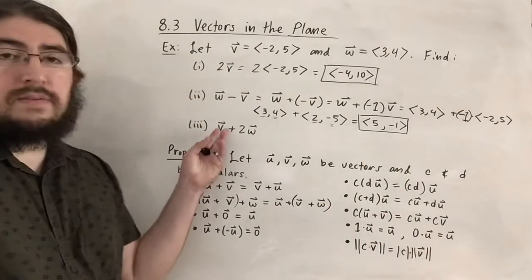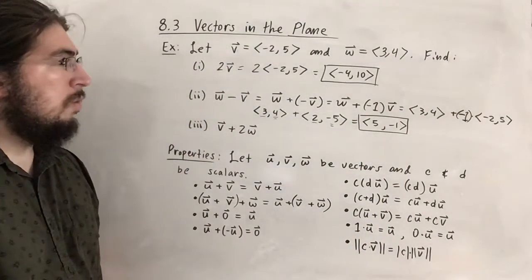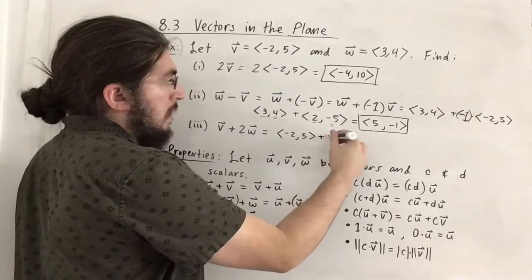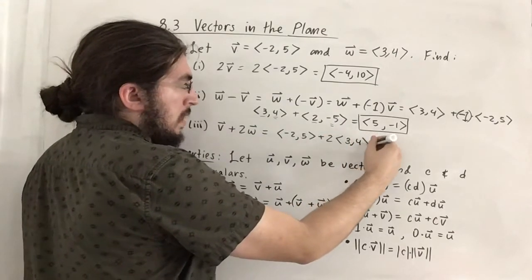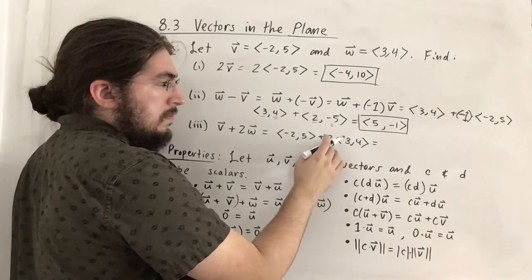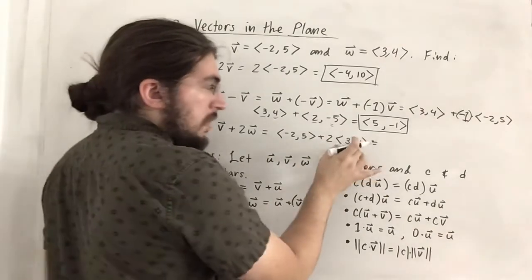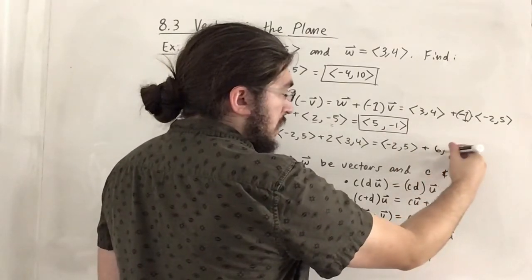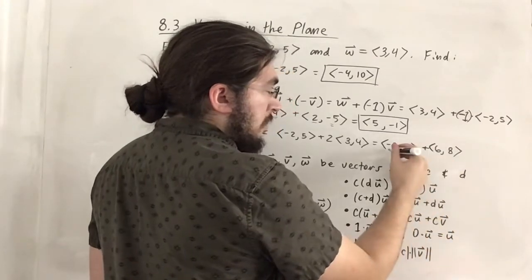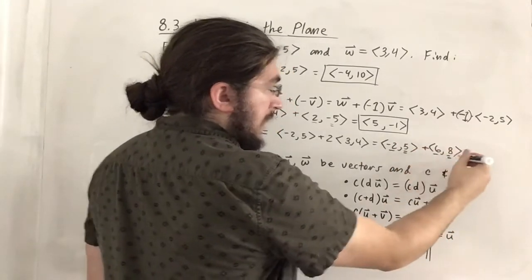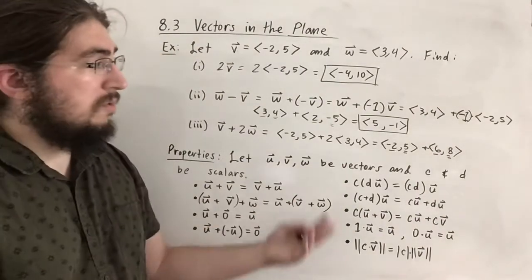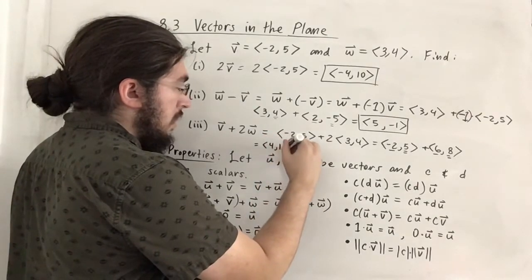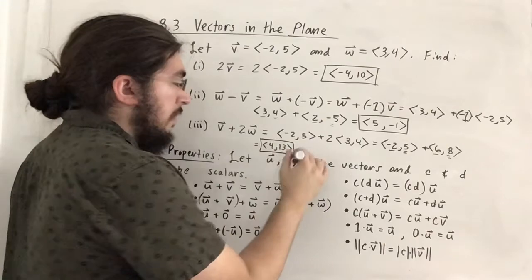All right, so what about v plus 2w? Well, let's see. So v again is -2, comma 5, plus 2 times 3, 4. Now 2 scaled into 3, 4 gives you 6, 8. So the first vector stays the same, -2, 5, and the second one is now doubling each component, which is 6, 8. And then again, adding component-wise, the first added to the first, comma the second added to the second, gives us -2 plus 6 is 4, comma 5 plus 8 is 13. So this is 4, comma 13 for this third part of this example.